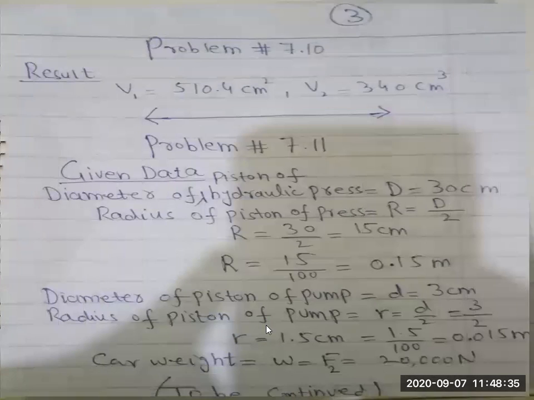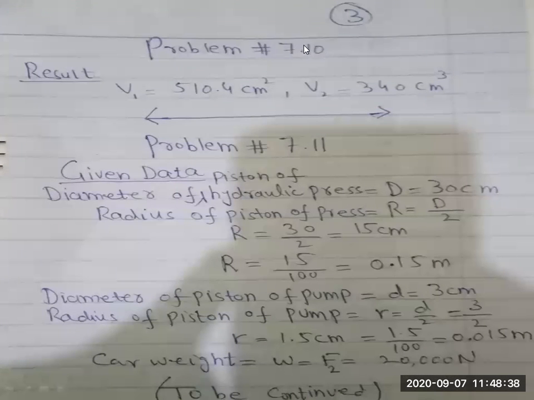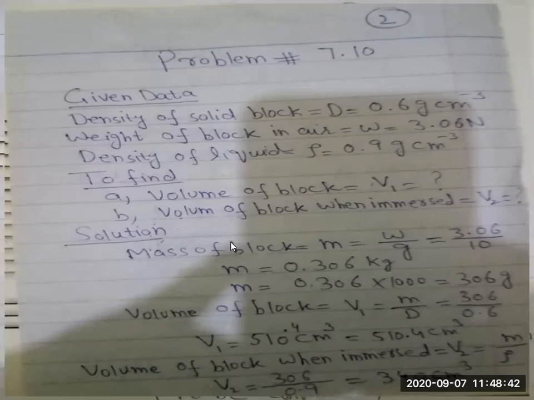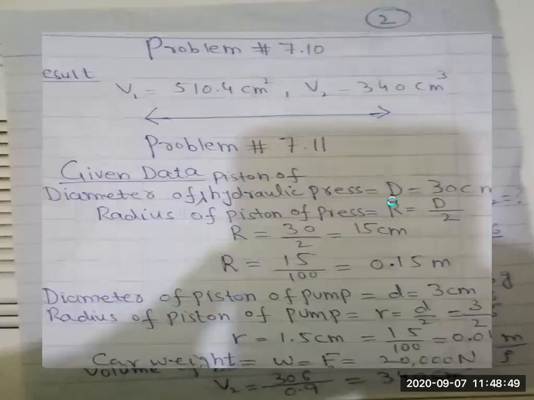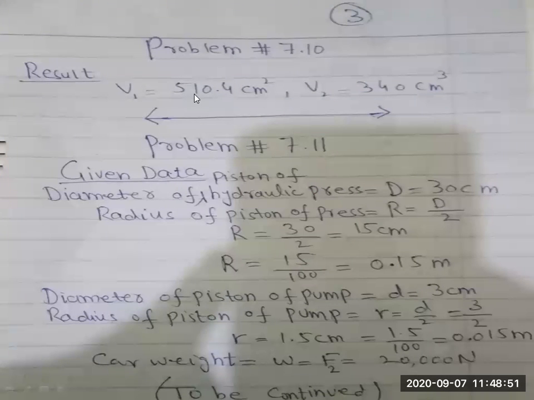So our problem 7.2 continues. V1 I just found: V1 is 510.4 and V2 is 340 centimeter cube. So my result will be V1 is equal to 510.4 centimeter cube and V2 is 340 centimeter cube. These two volumes were required. V1 is the volume of the block and V2 is the volume of the block when immersed.